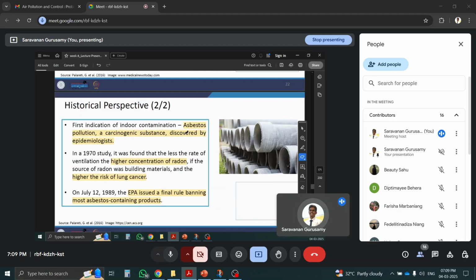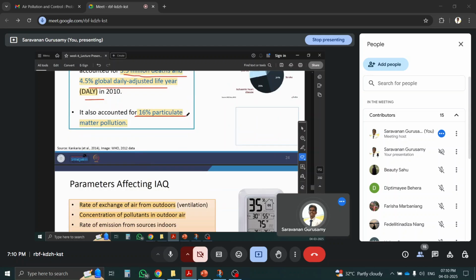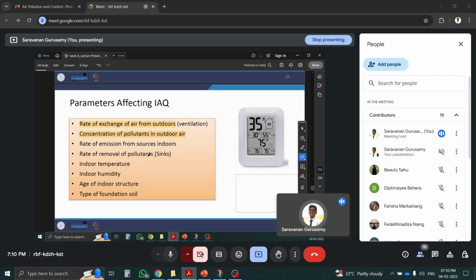Then asbestos is considered a major indoor air pollutant because it may emit smaller fibers that affect human health. It was identified as a carcinogen, and high concentrations of radon were also identified in indoors nowadays, which may contribute to lung cancer. So they have banned asbestos in construction in India. Also 3.5 million deaths and 4.5 global disability-adjusted life years, that is called DALY, are due to indoor air pollution from solid fuels, which account for 16% of particulate matter pollution. And what are the factors affecting IAQ?